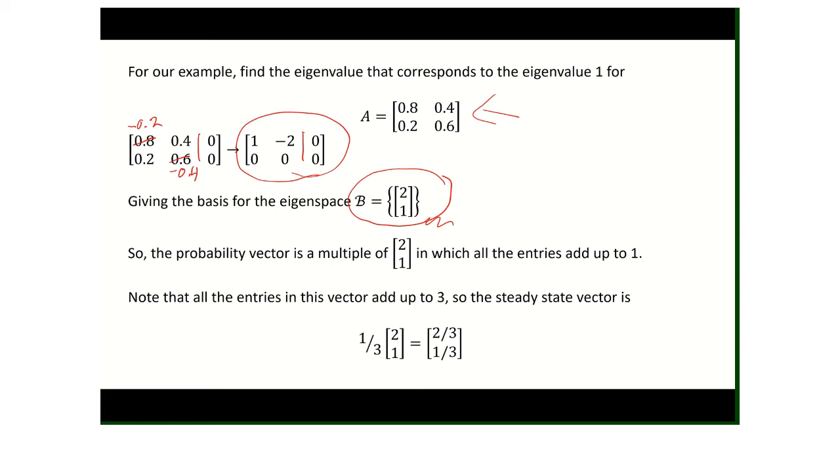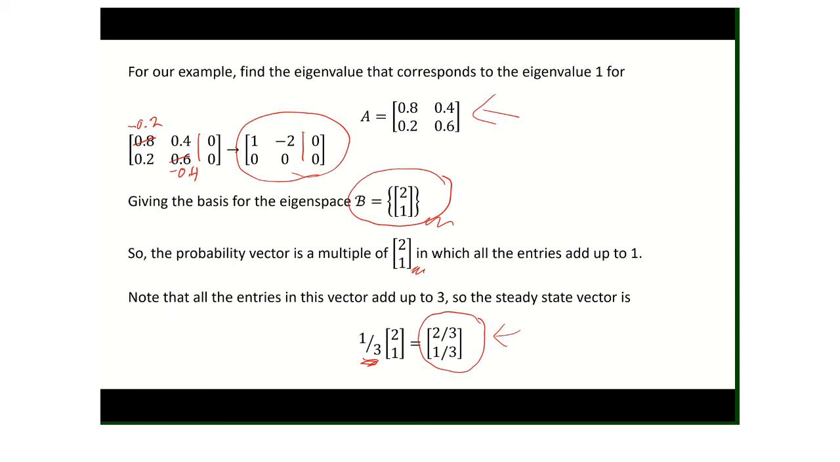But we also had this condition where all of the entries of the probability vector have to add up to 1. And here you don't. They add up to 3. So what do you do? You just take your vector and multiply it by 1 over the sum. So your probability vector times 1/3 equals that. That is a vector that is in your eigenspace. In other words, multiplying that vector by your matrix gives you the same exact vector. And you also have the property that everything adds up to 1. That is your steady state vector.